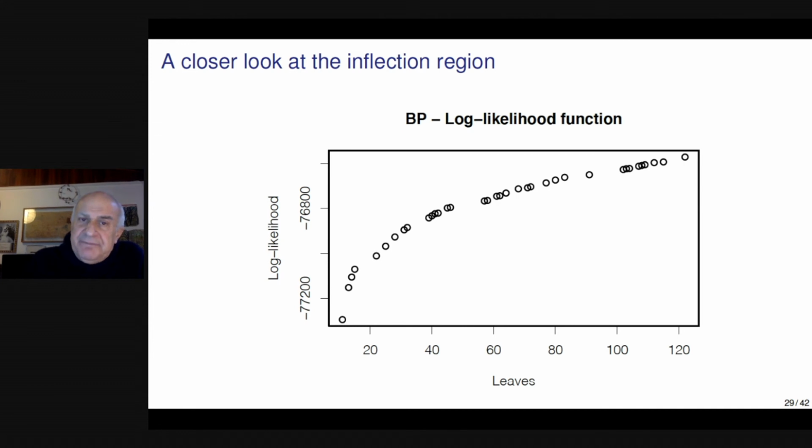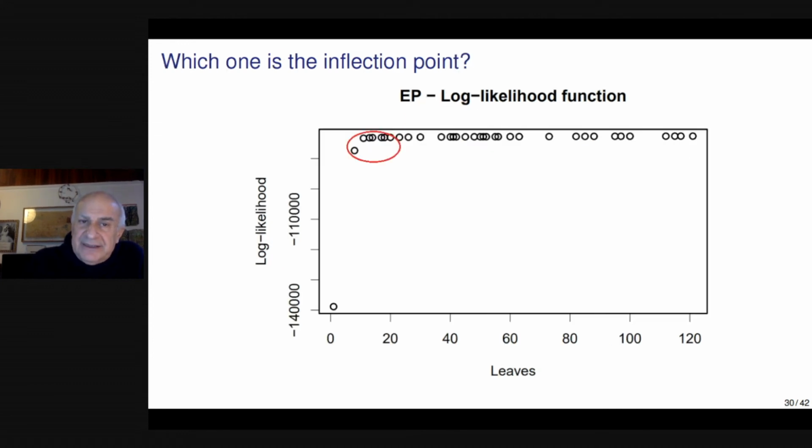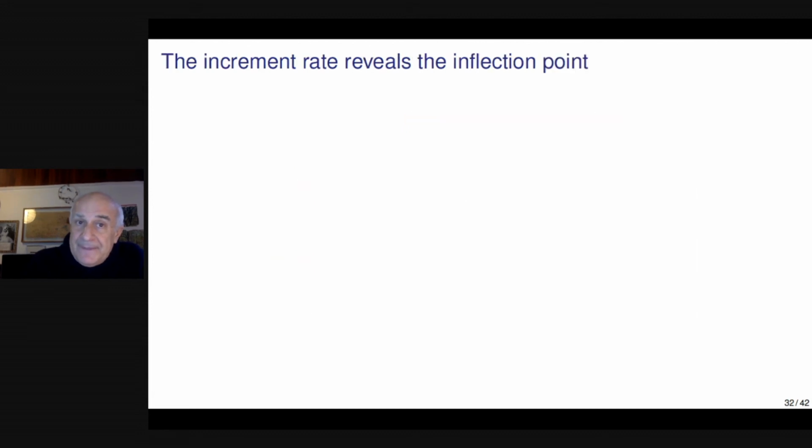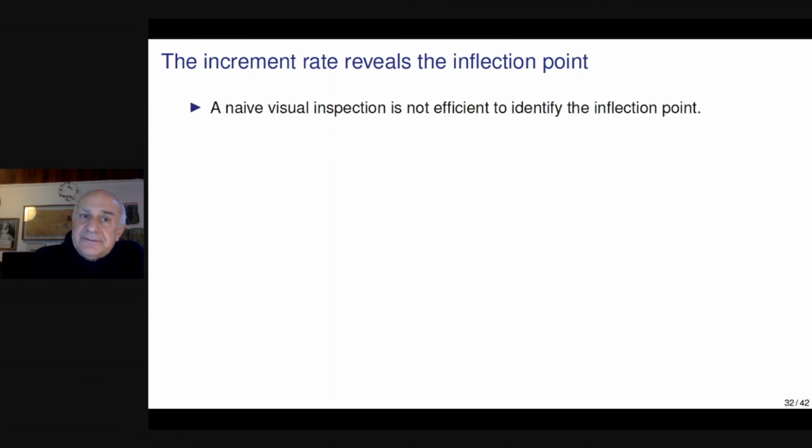Let's look at the EP case. So again, you have this red region, red circle, red ellipse, and we make a zoom. So which one is the correct one? So visual inspection is not enough, but the second theorem gives us the tool we need to identify the inflection point. Let's look at the increment rate.